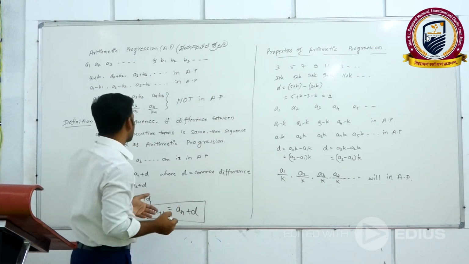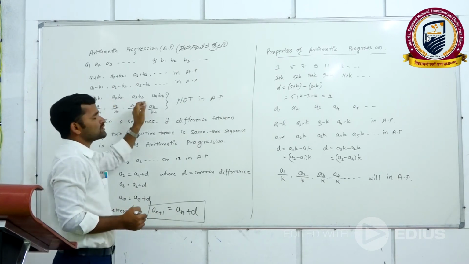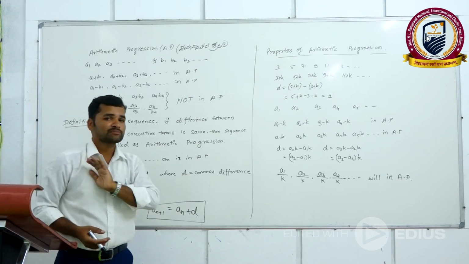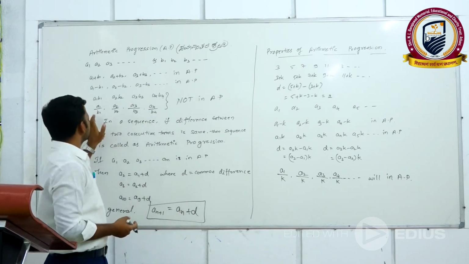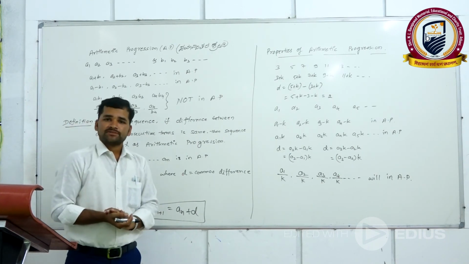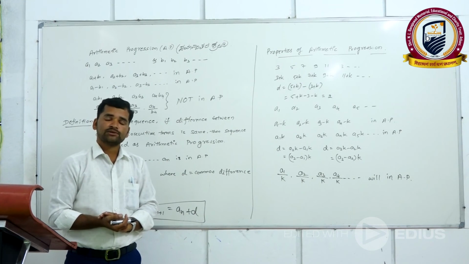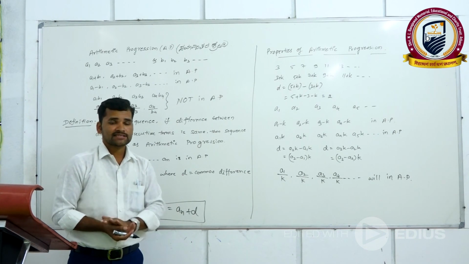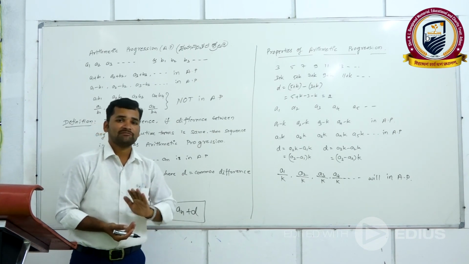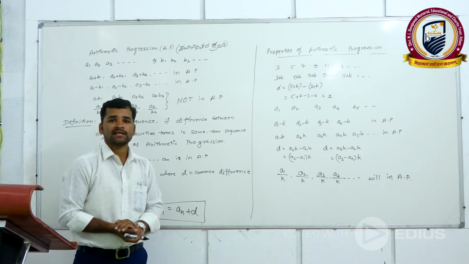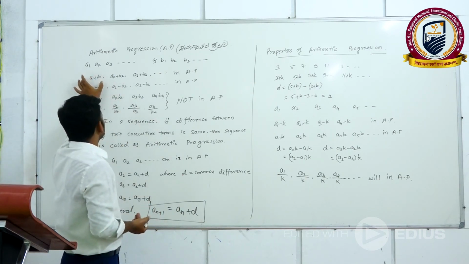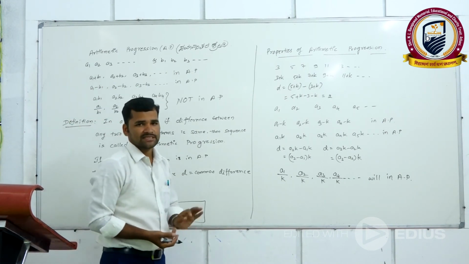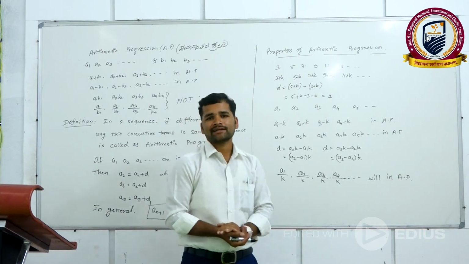If you multiply the corresponding terms of these arithmetic progressions and write another sequence, that sequence will not be in arithmetic progression. And now if you divide the corresponding terms of both the arithmetic progressions, in that case also the resulting sequence will not be in AP. Means these two can be taken as properties. Once again I am saying the statements, you should note them clearly.